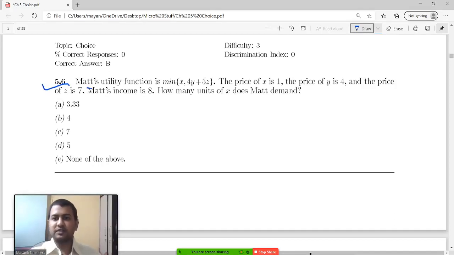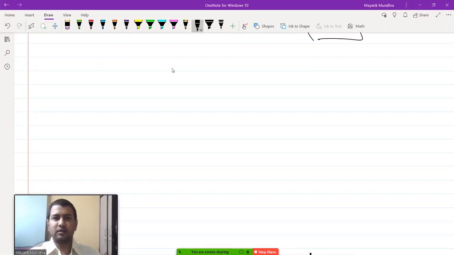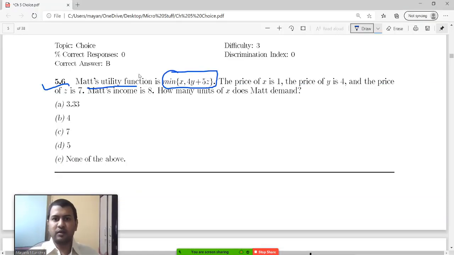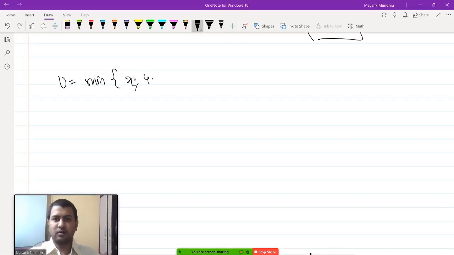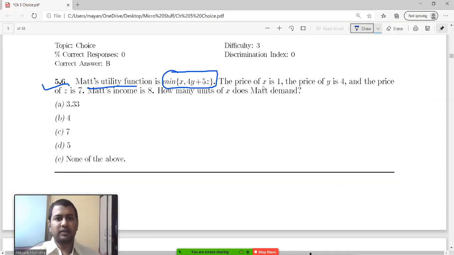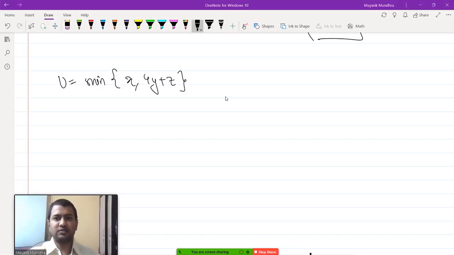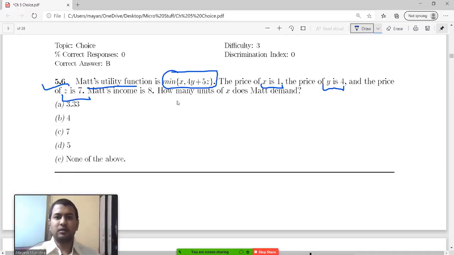Question 5.6, Maths utility function is U equals min of x comma 4y plus z. The price of x is 1, the price of y is 4, and the price of z is 7. So the price vector is (1, 4, 7). How many units of x does Matt demand?